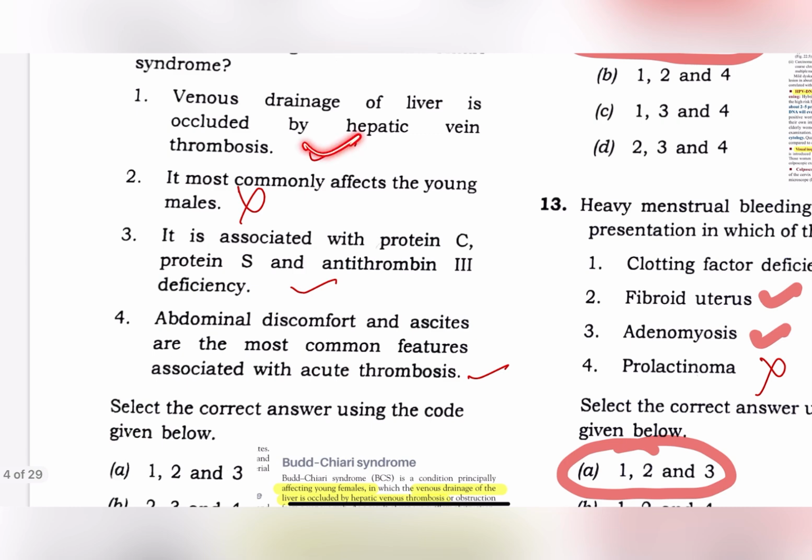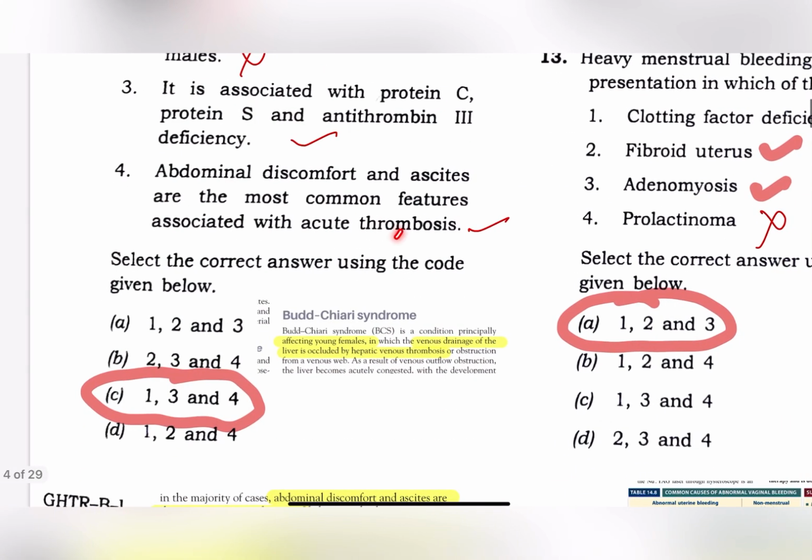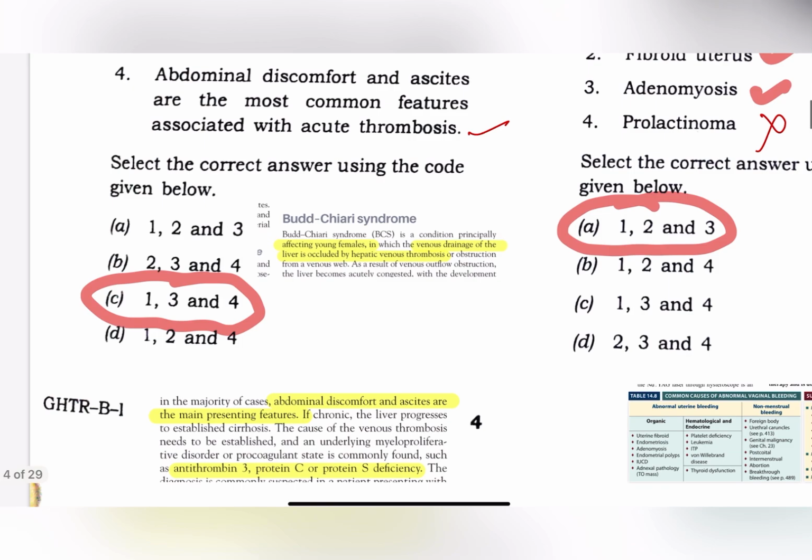Venous drainage, that is true. Does it most commonly affect young males? No, it is females. It is associated with protein C, protein S, that's true. And the clinical features are true. So the answer for this is 1, 3 and 4.